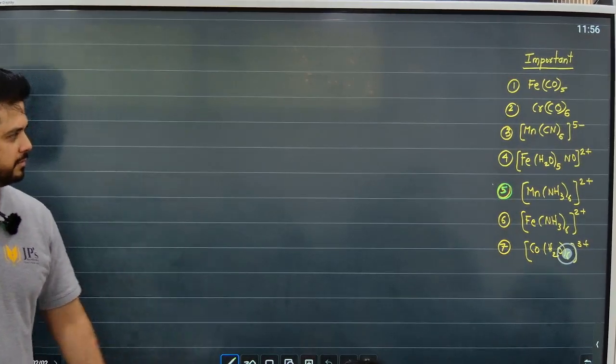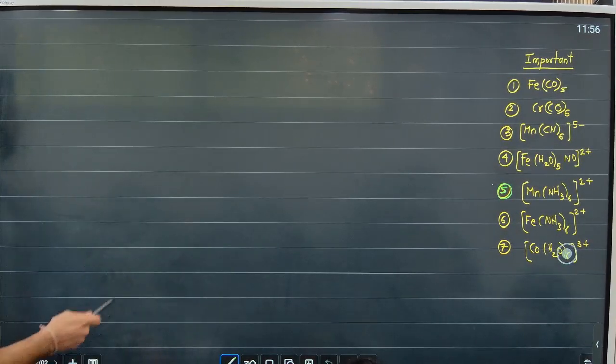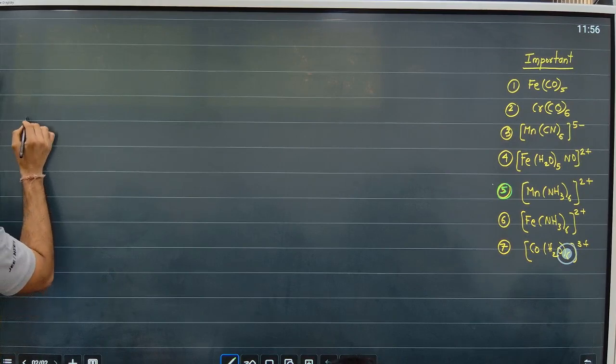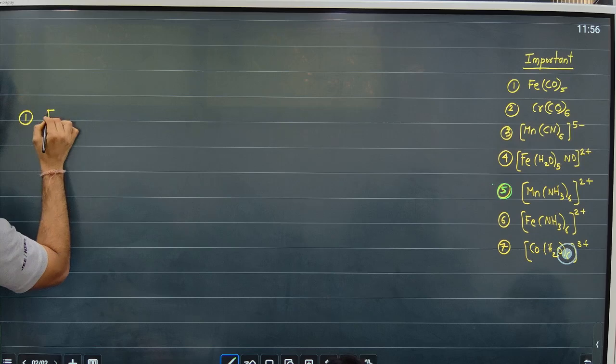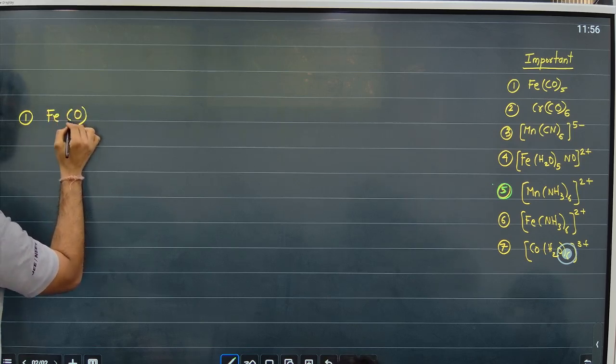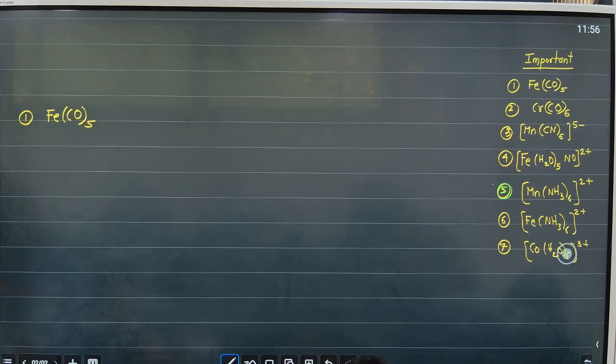मर्ज हो जाता है. चलो, let's continue. Now, look at the first one over there. First complex क्या है people? FeCO5. Give me the charge on Fe over here.